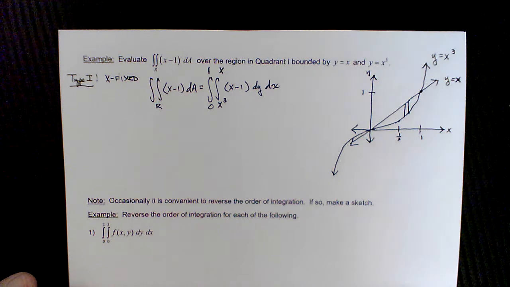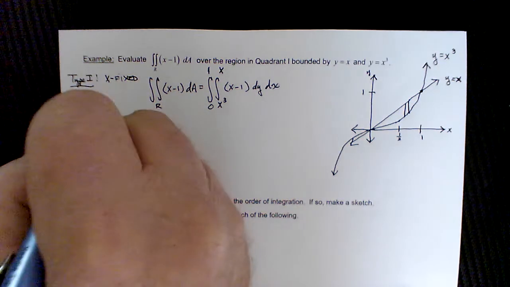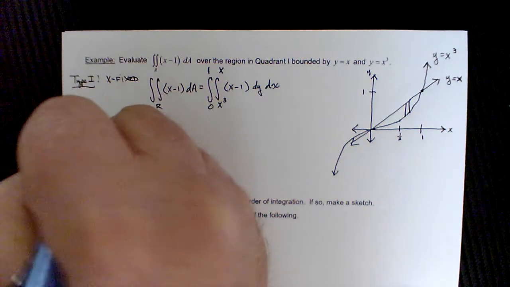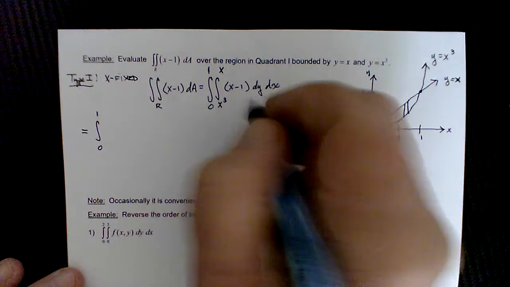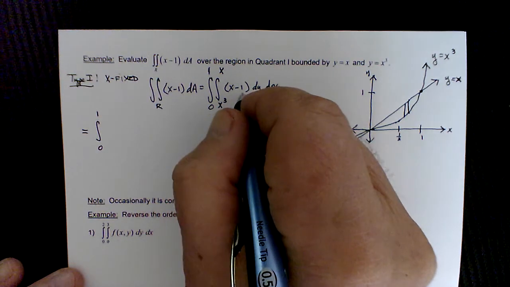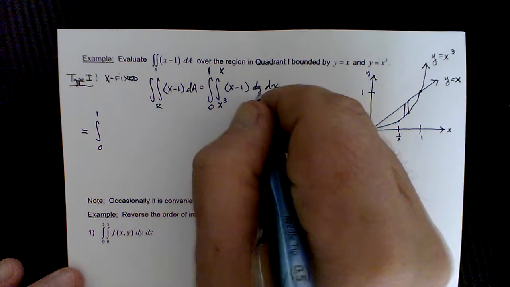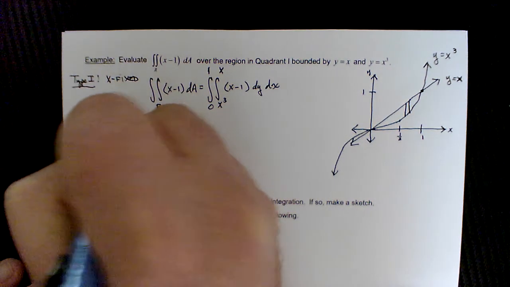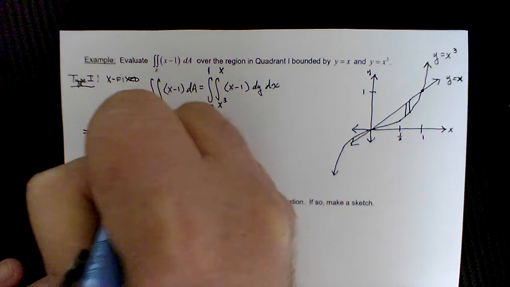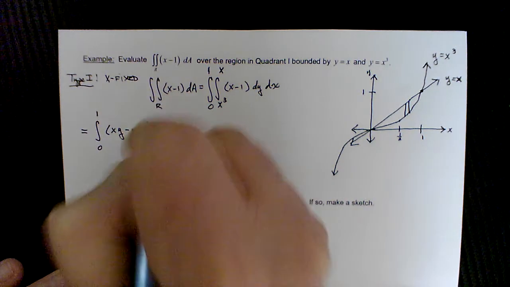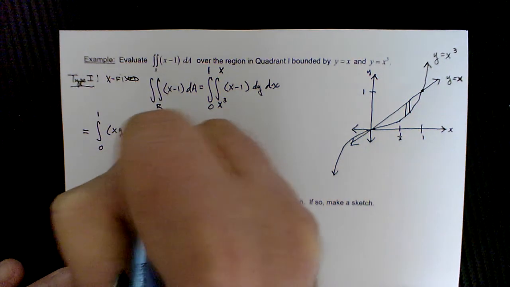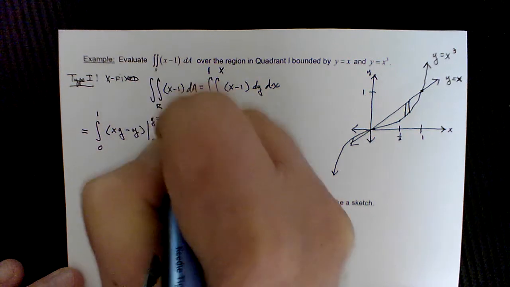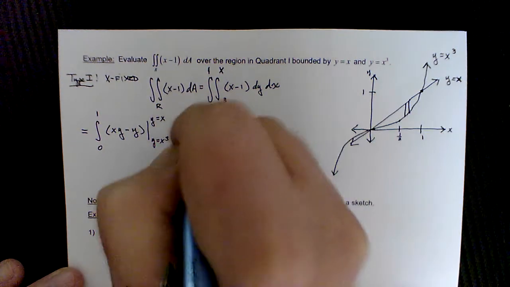And now just do the calculus. This one's not too tedious. Go 0 to 1. Integrating x minus 1 with respect to y. Both are constants, so we get xy minus 1y, or xy minus y. And now that's as y ranges from x cubed to x. And then all of that with respect to x.